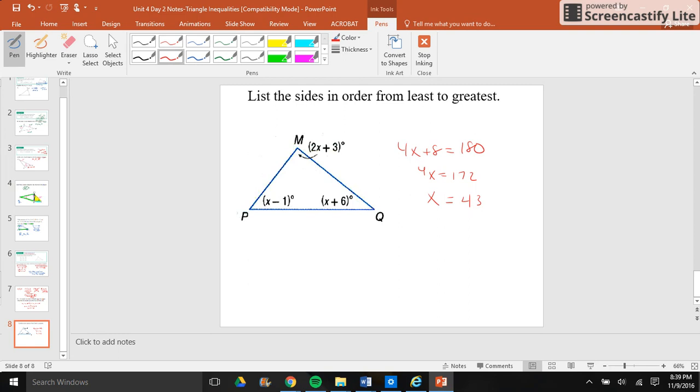Let me double check my math. 172 divided by 4 is 43. And now I have to plug it in. This angle would be 42. This angle would be 49. This angle would be 86 plus 3, 91. So once I have all of this, now I can determine which side is the longest. The smallest side is going to be MQ. The middle side would be MP. And the largest side would be PQ.